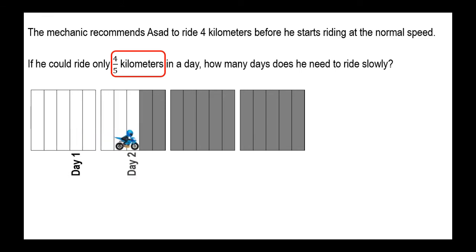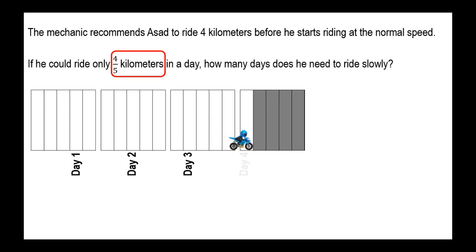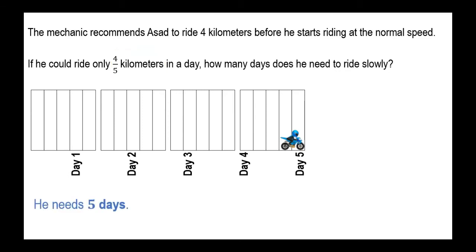Then the next 4/5 of a kilometer, and he keeps on riding day after day, and you can see after the fifth day his journey of 4 kilometers will be completed if he rides 4/5 of a kilometer in a day. That means he needs 5 days. Great. And the mathematical statement that relates to this situation is 4 divided by 4/5, or how many 4/5 are in 4 wholes. Great.